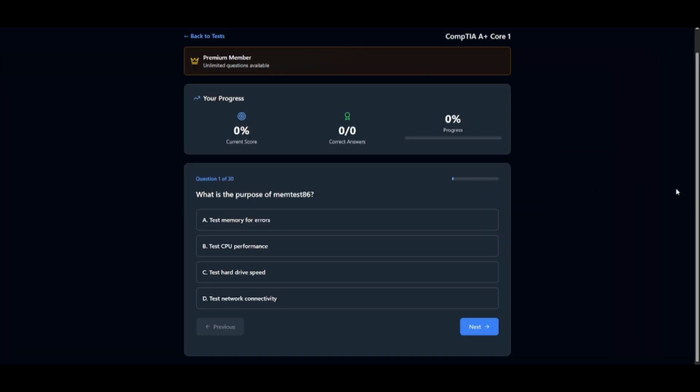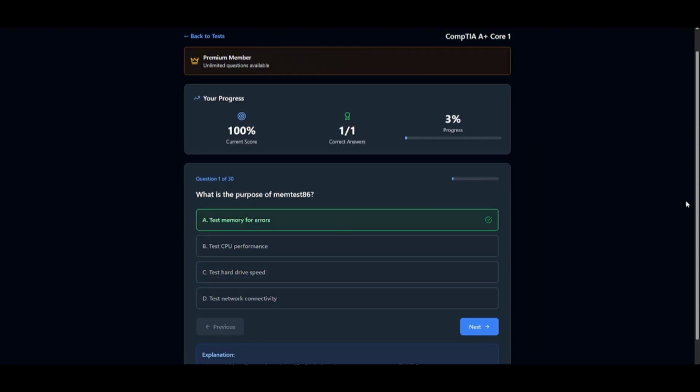Question number 1. What is the purpose of Memtest86? Think about it for a moment. As the name suggests, the answer would be A. Test memory for errors. This is a diagnostic tool that is used specifically for memory or RAM in your computer to see if there's anything going on in that realm. Let's move forward.